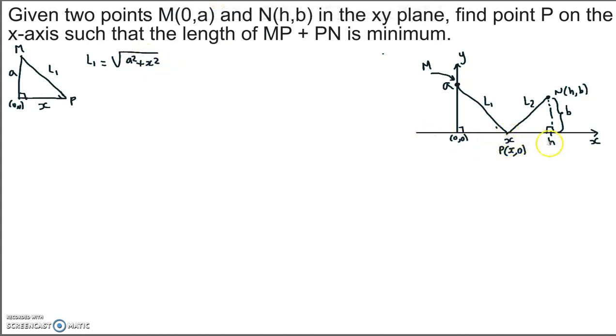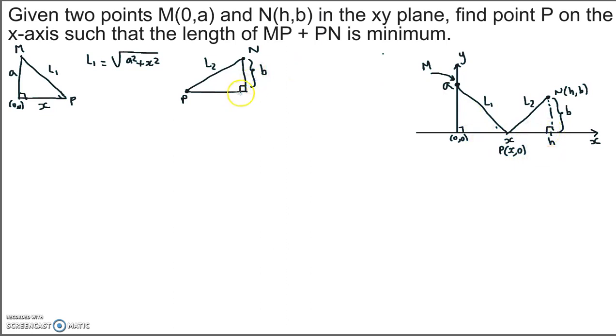So let's look at the other triangle. So the triangle formed by P, N, and this point here. And let's redraw that triangle. So this is our point N, and this is our point P. The point N has a height of B, so the height of this triangle is B, and we've called the hypotenuse L2, and this is a right angle triangle.